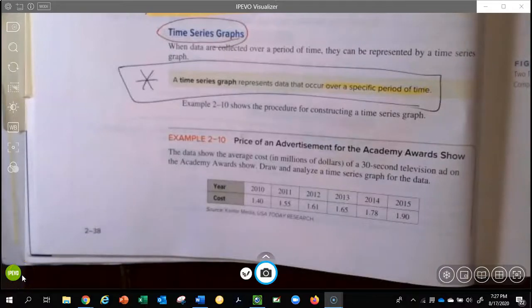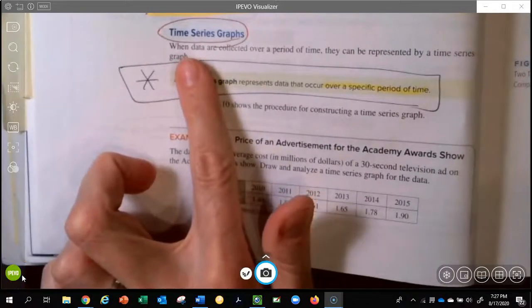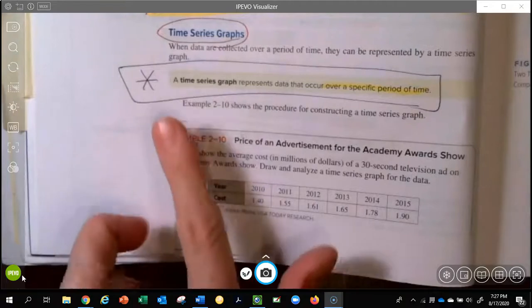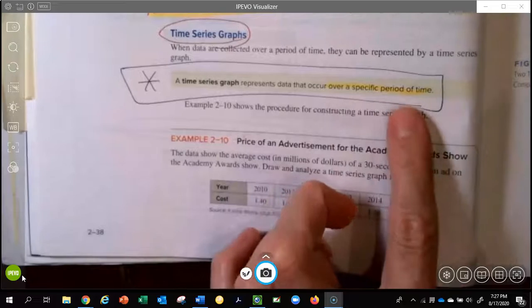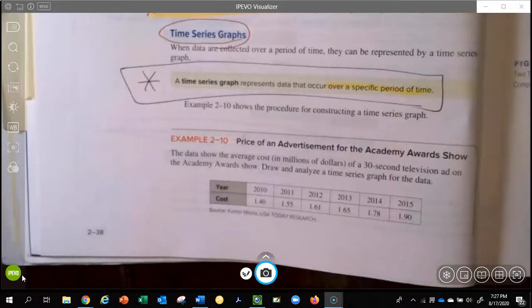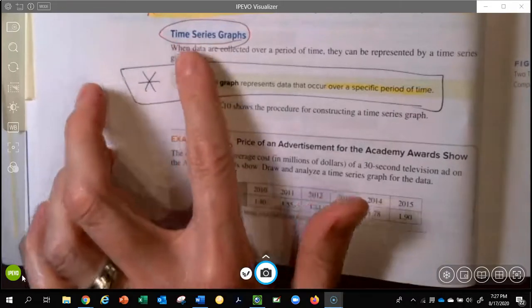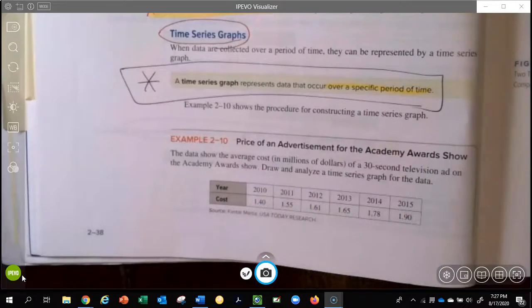In this video, we're going to talk about a time series graph. A time series graph represents data that can occur over a specific period of time. So as you're learning these different ways to illustrate your data, keep in mind some words that make sense: time series, over a specific amount of time.